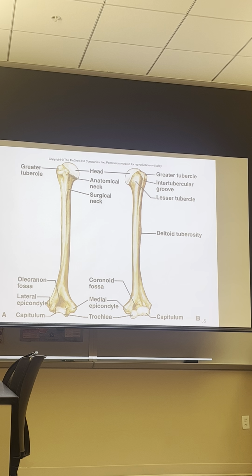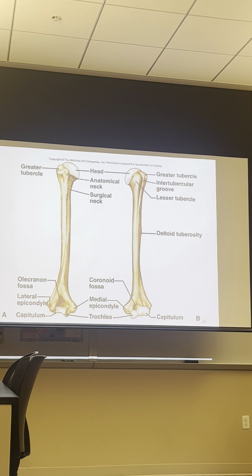Remember when we talked about this on Tuesday, any type of extension or protrusion or large bump coming off of a bone is usually an attachment point for muscles. So this is an attachment point for several muscles on the body. You have the greater and lesser tubercle. The greater is more posterior and lateral, and the lesser is more anterior and medial.